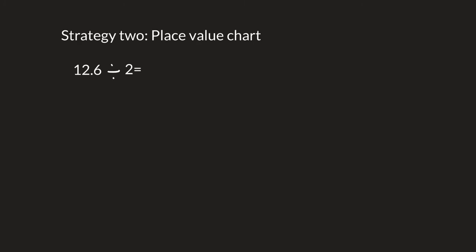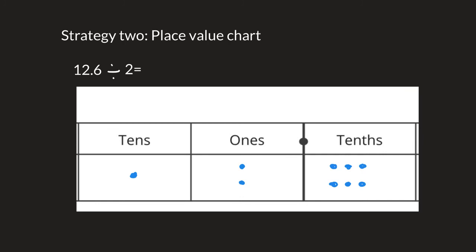Let's move on to the second strategy, the place value chart. We're going to use 12.6 divided by 2 once again. And let's get that place value chart. There we go. And it's got the dots in there for us. Perfect. So we've got 1 ten, 2 ones, and 6 tenths, which is also 12.6. I think we need to regroup. If we're going to divide this stuff by 2, we can't divide this into half. So we're going to regroup it and add 10 more to the ones.